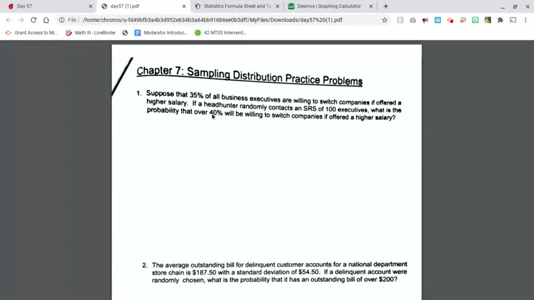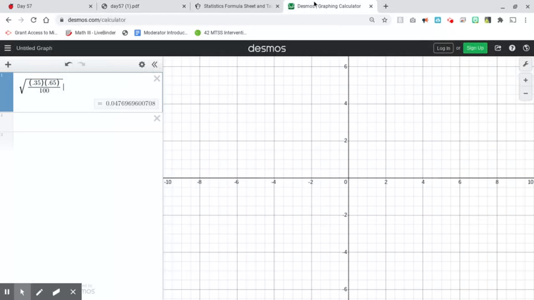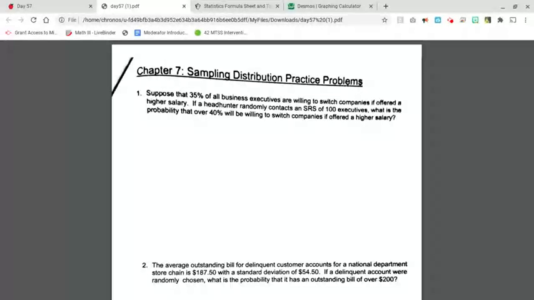So we want to know the probability that it's over 40%. So we want to do a normal CDF from 0.40, that would be 40%, to 999 with a mean of 0.35 and a standard deviation of 0.0477. So you need to show how we got that standard deviation and then show the normal CDF formula.